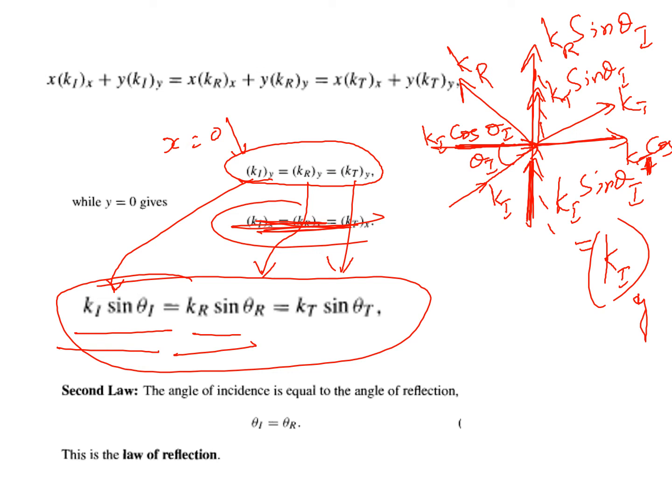So ki sine theta i equal to kr sine theta r equal to kt sine theta t. Now, this shows that theta i is the angle of incidence and theta r is the angle of reflection. We know that ki and kr are the same. That shows that sine theta i equal to sine theta r, or theta i equal to theta r. This is actually the second law of optics, also known as the law of reflection: the angle of incidence is equal to the angle of reflection. So we reach the second law also.